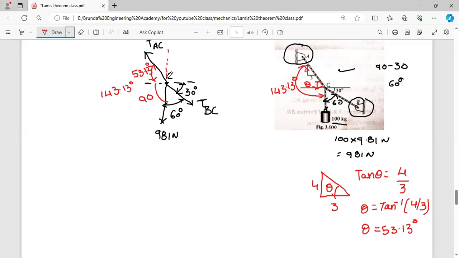Now what about this one? Here it is a perpendicular line. So 90 minus 53.13, this value is 36.87 degrees. Now it is 90 degrees, so 90 plus 36.87 degrees is 126.87. So this value is 126.87 degrees, and the remaining angle is 60 degrees.